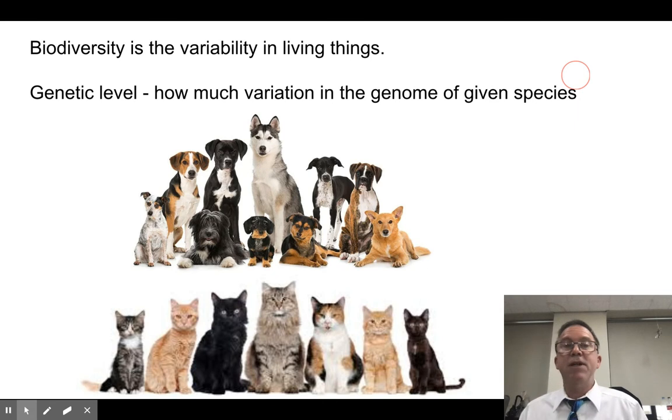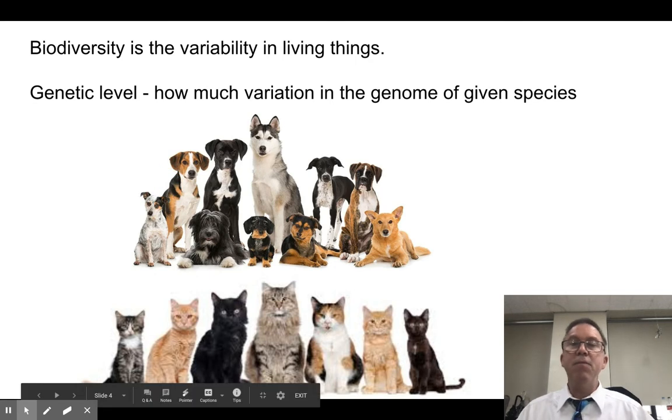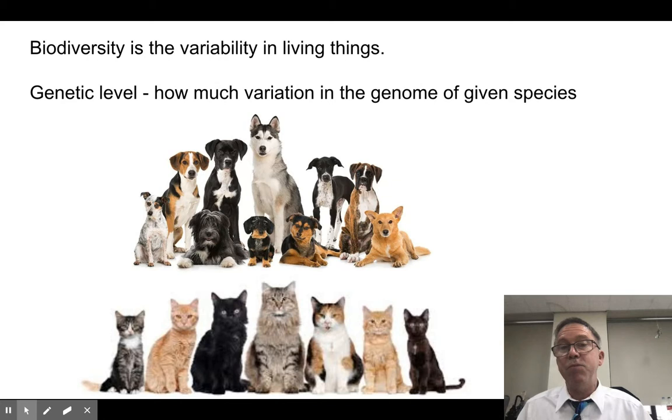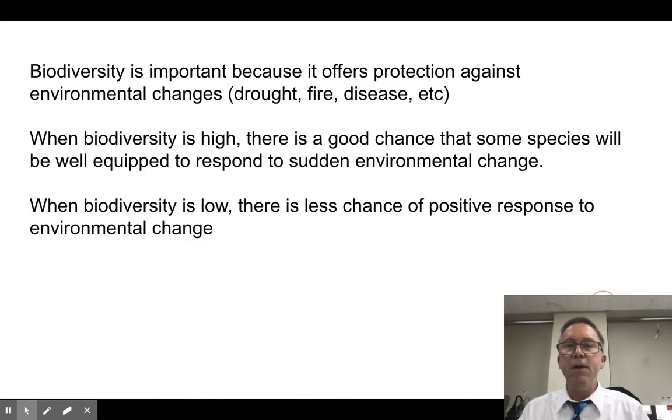So it's quite remarkable if we look at dogs. Dogs have a tremendous amount of variability in their phenotype, in the way they present themselves. But they also have quite a bit of difference in their genotype. The genome of the dog species, is that Canis domesticus? I'm not sure. But anyway, there's quite a bit of variability within both dogs and cats. So there's a lot of variability in their genes, and that gives the species a certain amount of resilience in terms of how it would rebound from some kind of threat to its survival. So that's what really makes biodiversity important, because it provides protection against environmental changes.